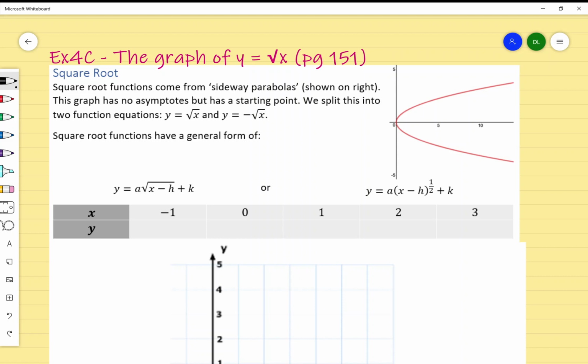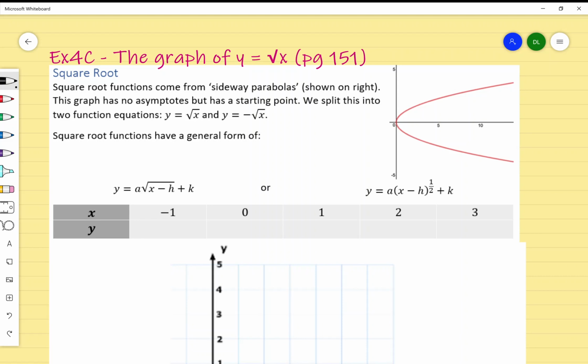Unlike the other functions, the square root function does not have an asymptote. It is possible for this line to pass through any point. However, it has a starting point. And the reason is because if I substitute a value of x, the result inside the square root cannot be a negative number.